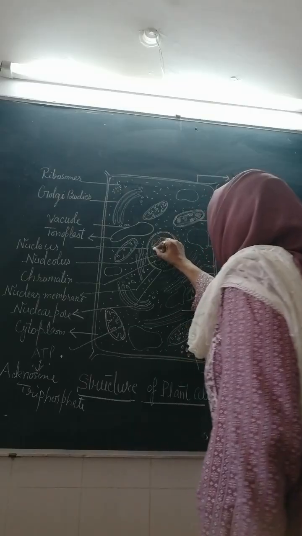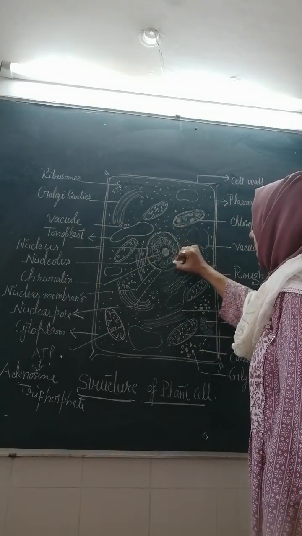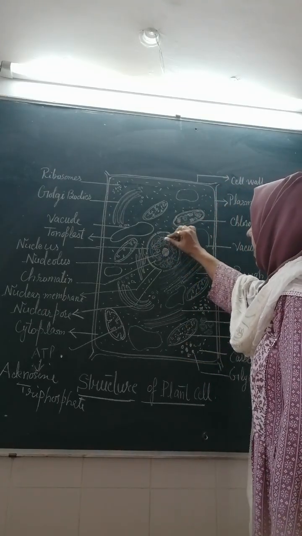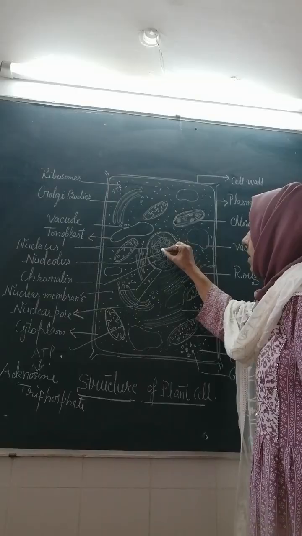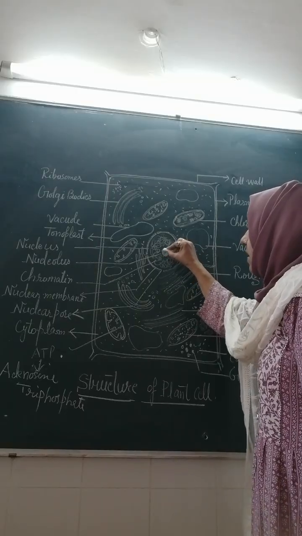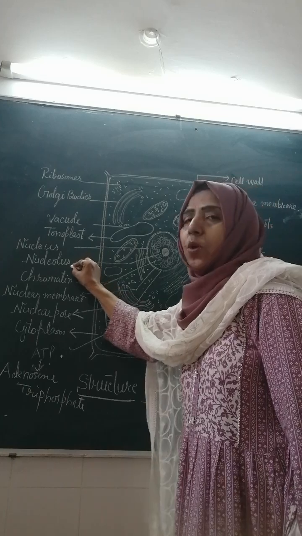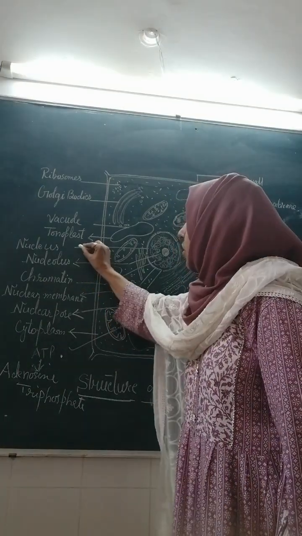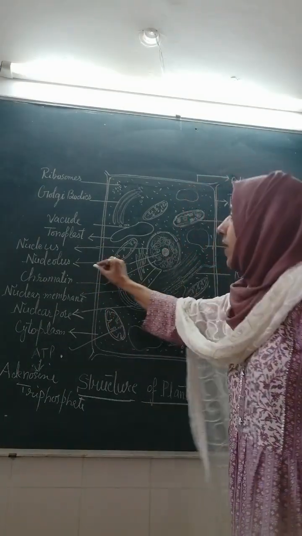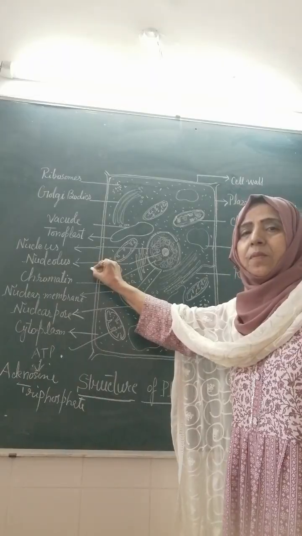And there is also a most important structure which is present as a round body inside this nucleus, which is called the nucleolus. Another round body which is present inside the nucleus is called the nucleolus.